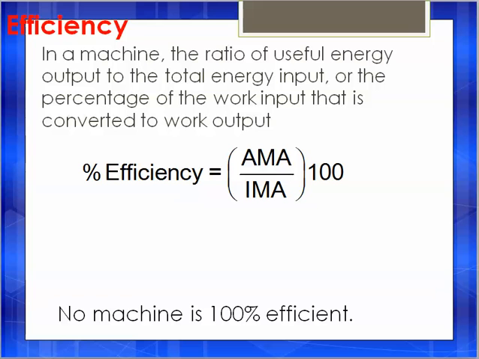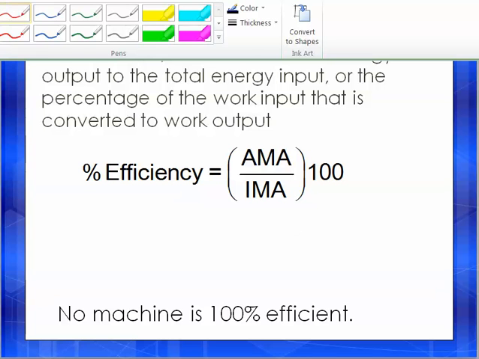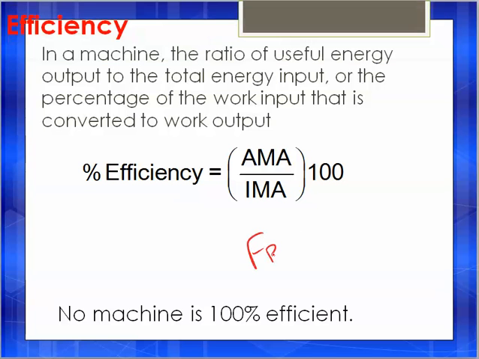Efficiency. A couple things I wanted to point out to you here is that no machine is 100% efficient. Why is that? Well, primarily because of friction. Friction is what causes things to be less efficient, and that's because the actual mechanical advantage turns out to be less after the friction. That's with all machines. Friction is going to make the actual be less.